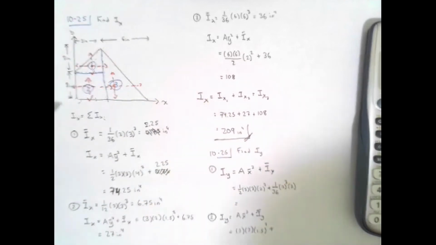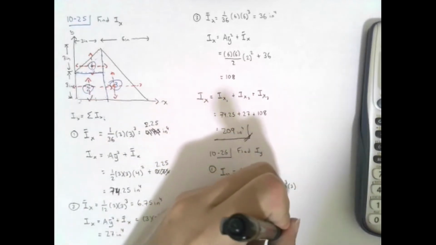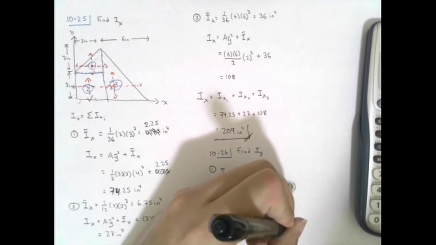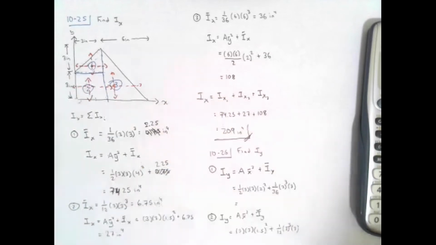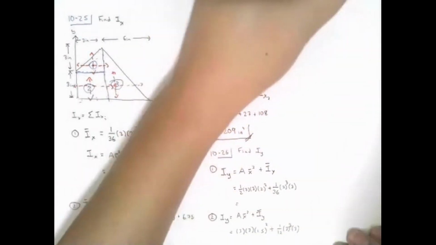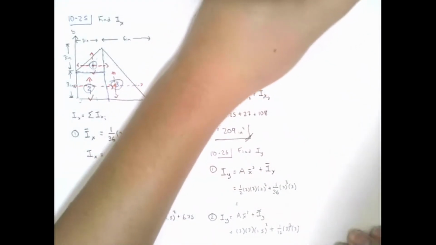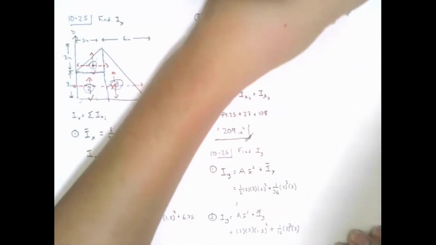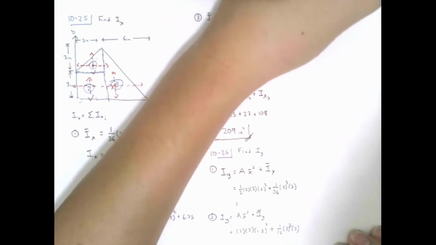And then the centroidal moment of inertia is 1 over 12 base cubed times height. So 1 over 12, 3 cubed times 3. And that I can let you calculate as well. For the other triangle, we have the same thing. Moment of inertia about the y-axis is area times distance to the centroid squared plus centroidal moment of inertia.